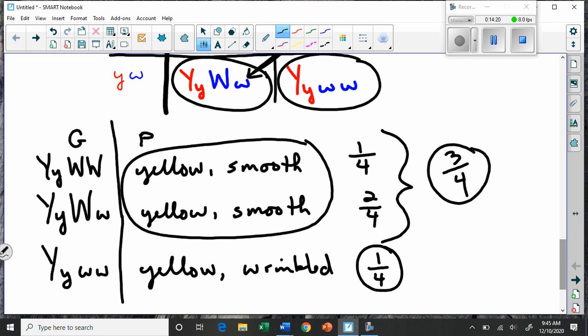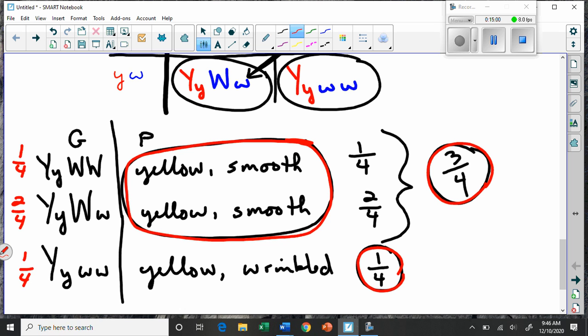So the ratios for the genotypes are 1/4 this, 2/4 this, and 1/4 this. But for the phenotypes, it's 3/4 and 1/4 because these 2 right here look exactly the same. Phenotype ratios. So that means that when this plant has seeds and makes seeds in this cross, we can expect about 3/4 of them to be yellow and smooth, and about 1/4 of them to be yellow and wrinkled.